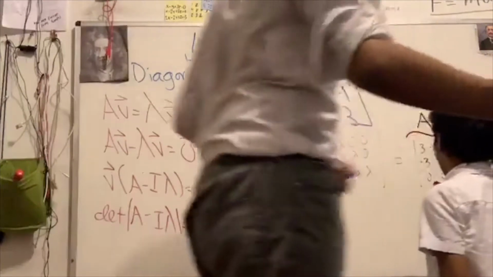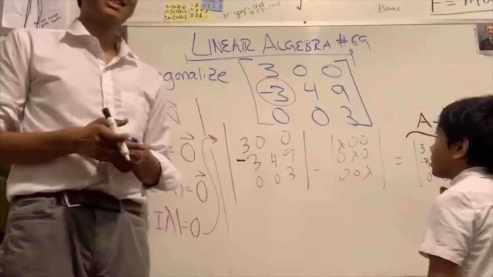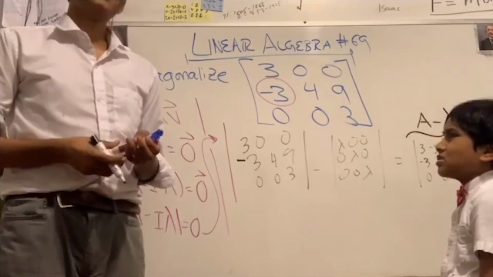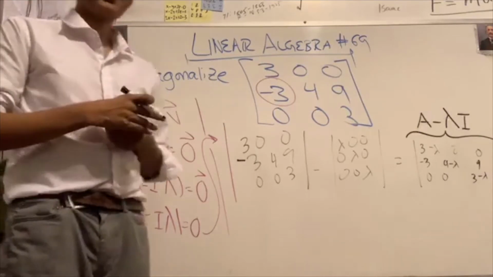Wait, how do you find the determinant of a 3 by 2? Alex, any ideas? I don't know. I have no idea. So this is what I will write here.